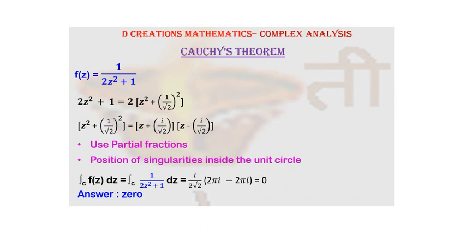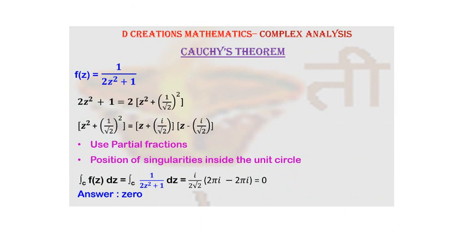In order to do that, you can write 2z squared plus 1 by taking out 2 as common as 2 into bracket z square plus 1 by root 2 whole square. Now this term z square plus 1 by root 2 whole square can also be written as product of two terms, namely z plus I by root 2 and z minus I by root 2.